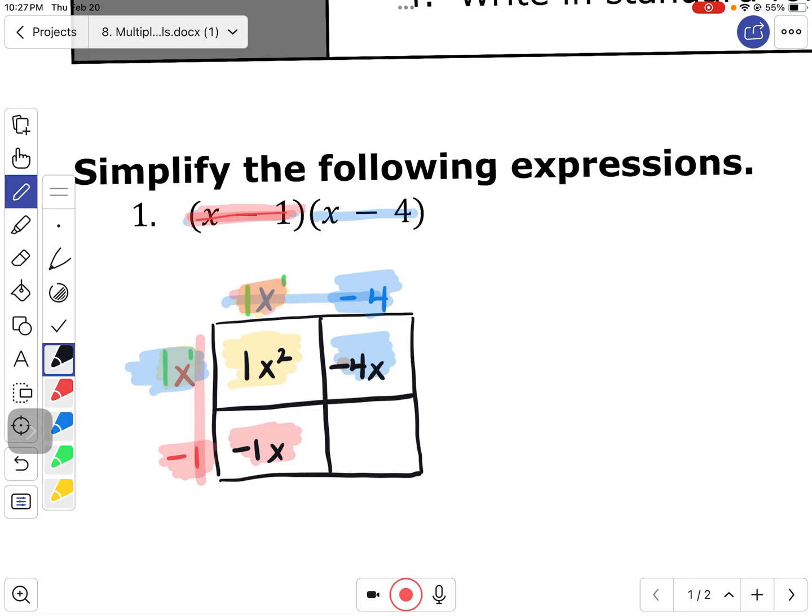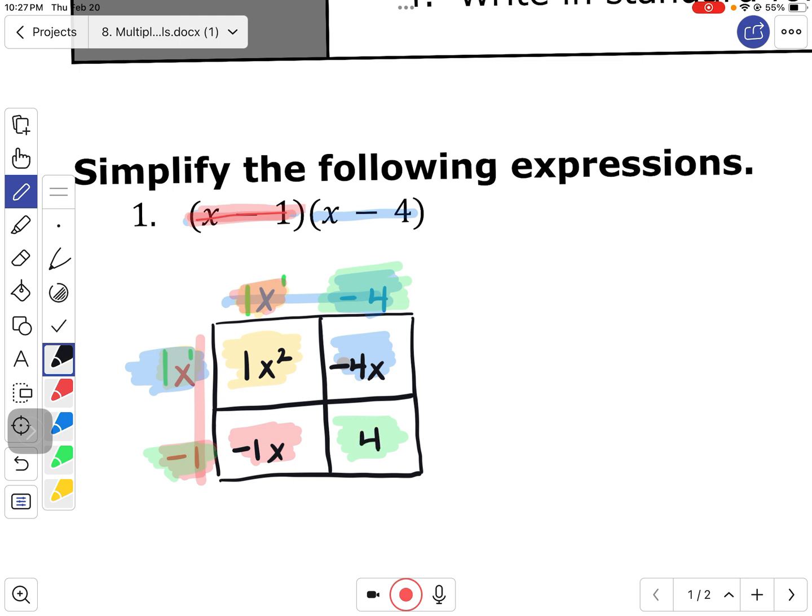And then finally, I'm going to do my last box that's right here. For there, I'm going to use this very top number, that negative 4, and the number on the very left. So negative 4 times negative 1, that's going to give me a positive 4. So I'm going to go and put my positive 4 in there.